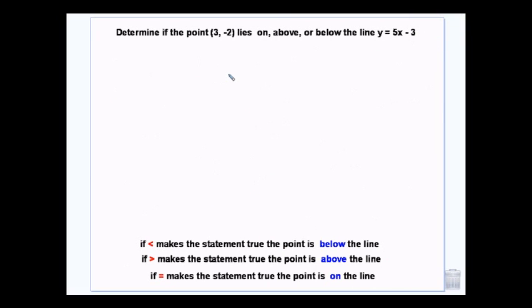Where a point is relative to a line, okay? So basically what I'm saying is there's this line, y equals 5x minus 3, and it's somewhere out in space. And I want to figure out if 3, negative 2 is here or here or here. Is it on the line, above the line, or below the line? Okay. So what I do is I take this equation, y equals 5x minus 3, and I plug in the point.